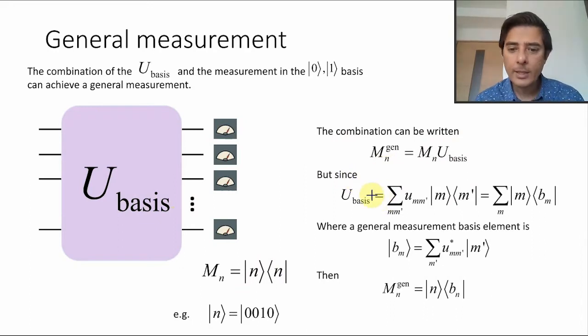And we can see why this is true because the U basis is just some matrix ultimately, right? So I'm going to write my matrix in this form, where these are the matrix elements, and these M's are again in this 0, 1 basis. I can rewrite this in a way that makes it clear that this is the general measurement, because this combination is a general measurement. I can put this M dash thing inside.